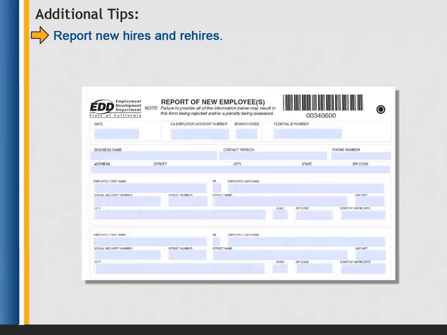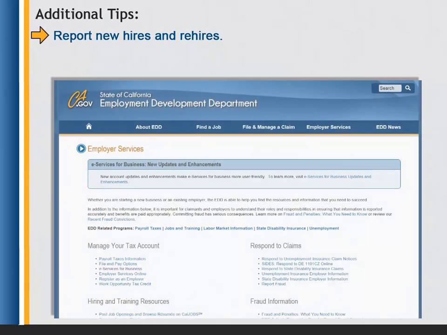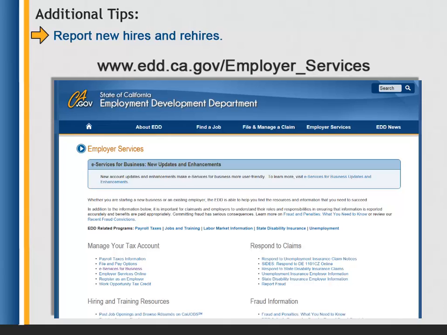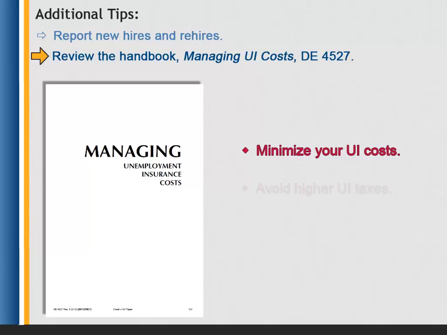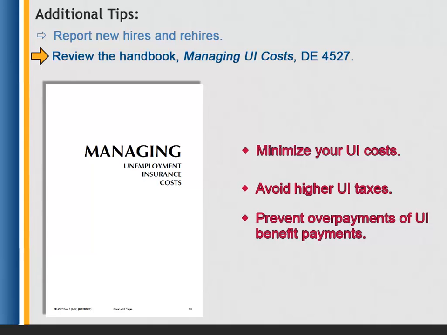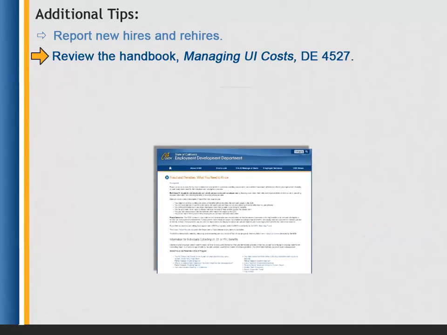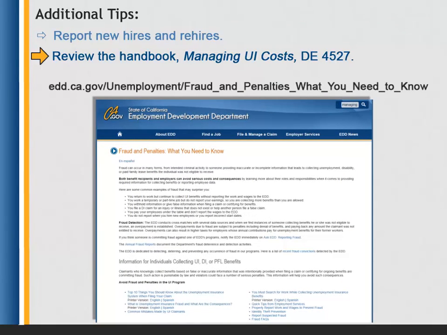If you don't have an eServices for Business account, no worries. You can create one by visiting the Employer Services homepage and selecting the eServices for Business link under Manage Your Tax Account. Review the Handbook Managing UI Costs, DE 4527, which provides information on how you can minimize your UI costs, avoid higher UI taxes, and prevent overpayments of UI benefit payments. For a link to the handbook and more information for employers to avoid higher UI taxes, visit the Fraud and Penalties What You Need to Know homepage on the EDD website.